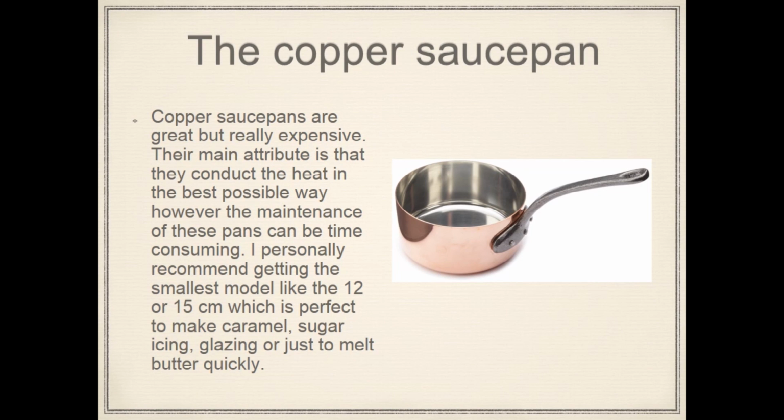The copper saucepan. You can't really see it on that one, but this is the really small one, because they're very expensive. If you get one of these, 12 to 15 centimeters, it's perfect to make a very nice caramel, melt butter or make little sauces, a lot of great use for that. But just get the small one if you don't have too much money, or you can go all out if you've got a big budget.